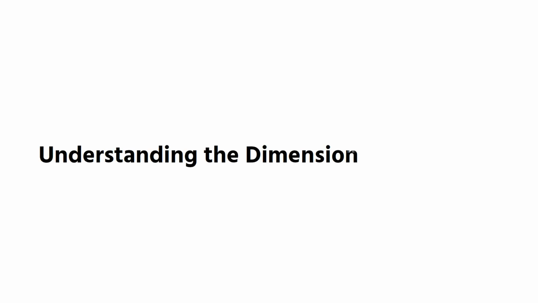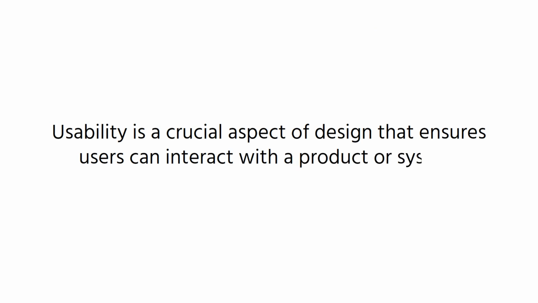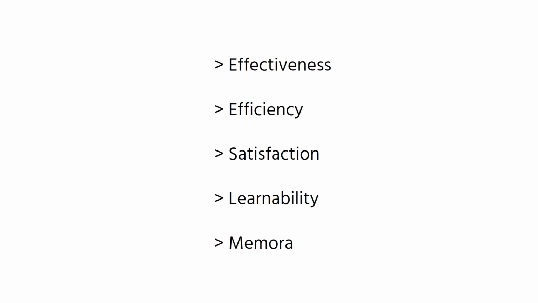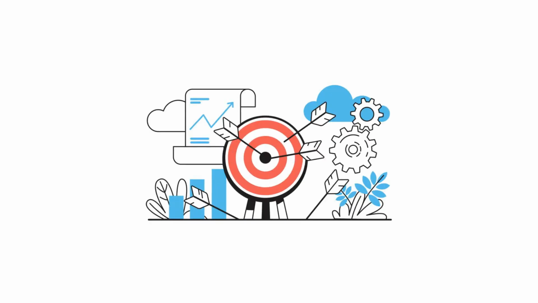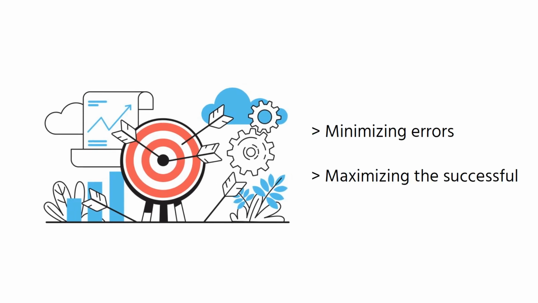Understanding the dimensions of usability. Usability is a crucial aspect of design that ensures users can interact with a product or system effectively, efficiently, and satisfactorily. The primary dimensions of usability encompass several interrelated components: effectiveness, efficiency, satisfaction, learnability, and memorability. Effectiveness measures how wholly and accurately users can achieve their intended goals. This dimension focuses on minimizing errors and maximizing the successful completion of tasks, which contributes to the system's overall reliability.